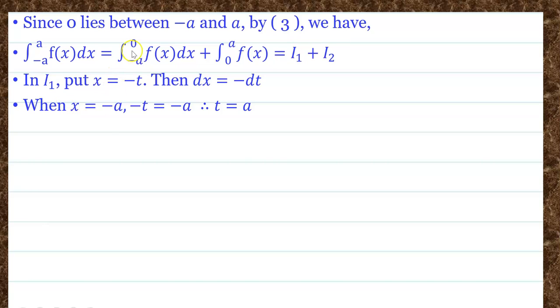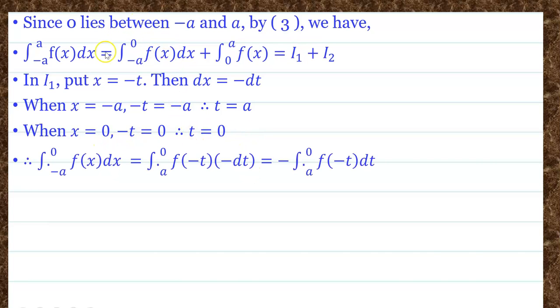Therefore when x is equals to minus a, limits change करना, x is equals to minus a, then you will get minus t is equals to minus a, that is t is equals to a. And when x is equals to 0, t is equals to 0. Okay. Therefore our integral, that is I1, becomes integral minus a to 0 f of x dx is equals to integral a to 0 f of minus t into minus dt. And here you will get this minus sign, integral a to 0 f of minus t into dt.